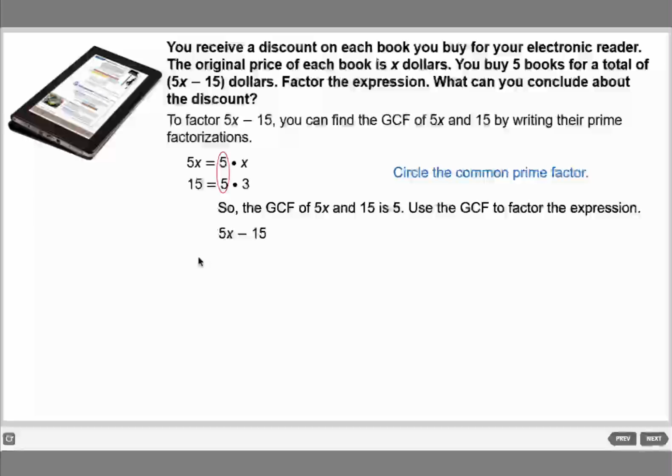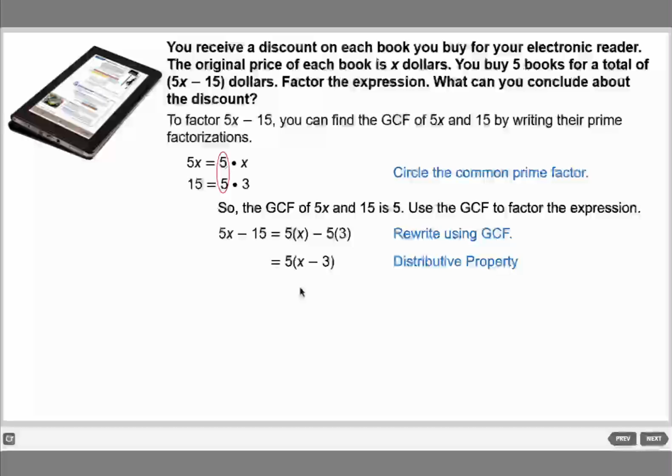Now let's rewrite the expression 5x minus 15 using the GCF, which is 5. So the first one, 5x, will be 5 times x. And the second one, 15, will be 5 times what? 15, it's written here. Can you see it? Yes. Okay, so it's 5 times what? 3. Okay, now factor out the 5 using distributive property.